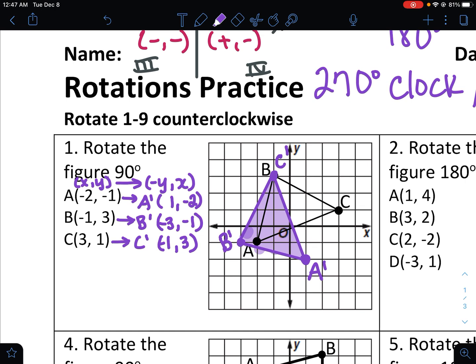All right, so this shape just went around 90 degrees counterclockwise. So let's take a deeper look. B went from here to here. That's a 90-degree jump. A went from here to the next quadrant. That's a 90-degree jump. C went from here to here. That's another 90-degree jump. Each point jumped to the next quadrant going counterclockwise.